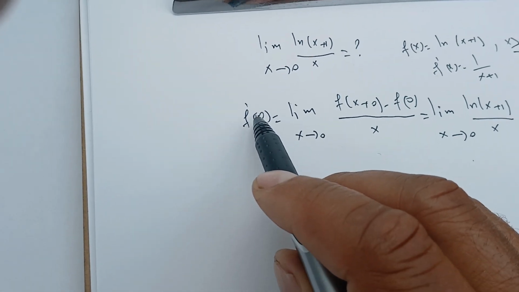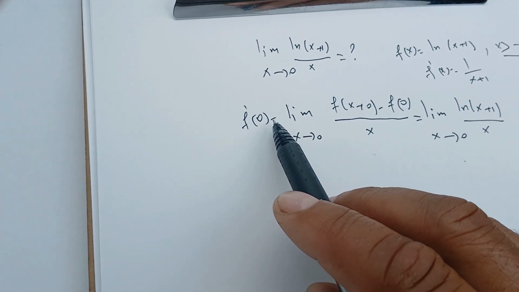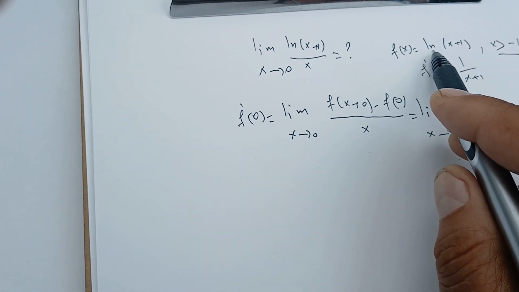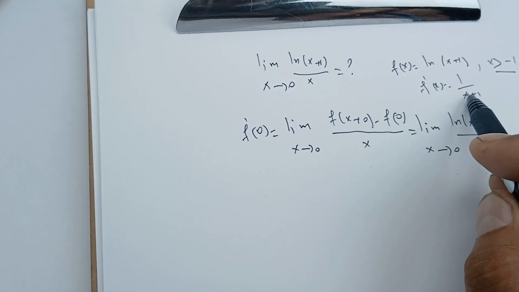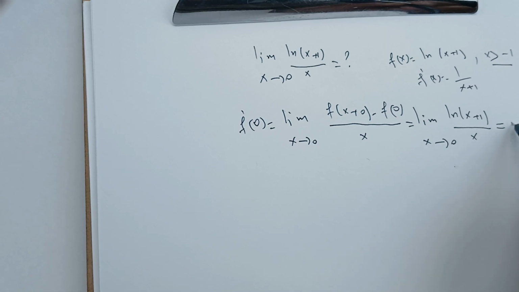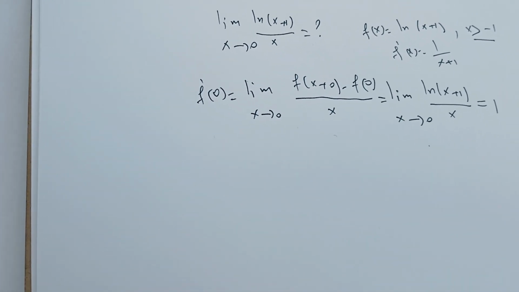So here, this limit is just the derivative at 0 of ln(x+1). And we know the derivative here is 1 over x plus 1. So when we plug in 0, we get 1. Okay, this is one way to do it.